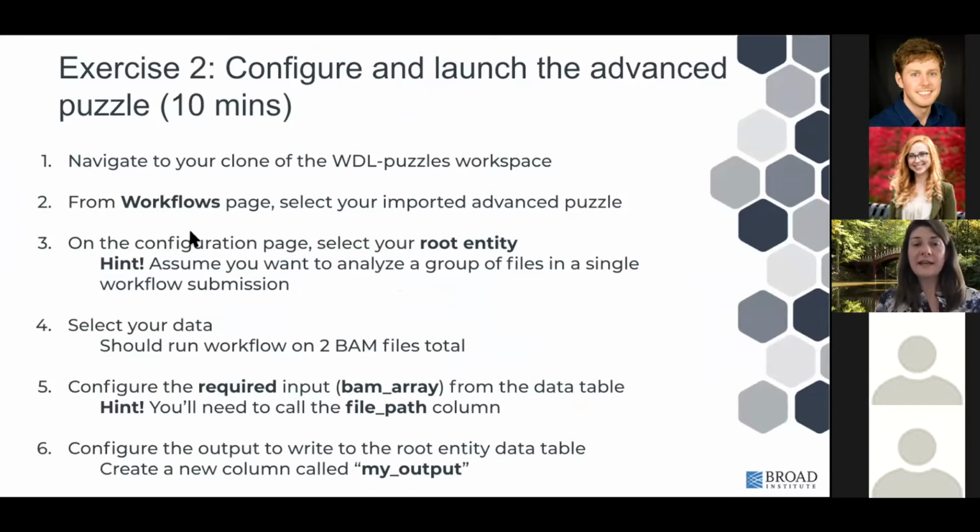You're going to need to select on the configuration page your root entity type. And for this, we want you to assume that you want to analyze the group of files in a single workflow submission. You're going to select your data, and you should have 2 BAM files total that you're running your workflow on. You're going to need to configure the required input only. There will be several optional inputs there. You just need to configure the BAM array variable that's in your workflow configuration. And your hint for that is you're going to need to call your BAM files using the file path column.